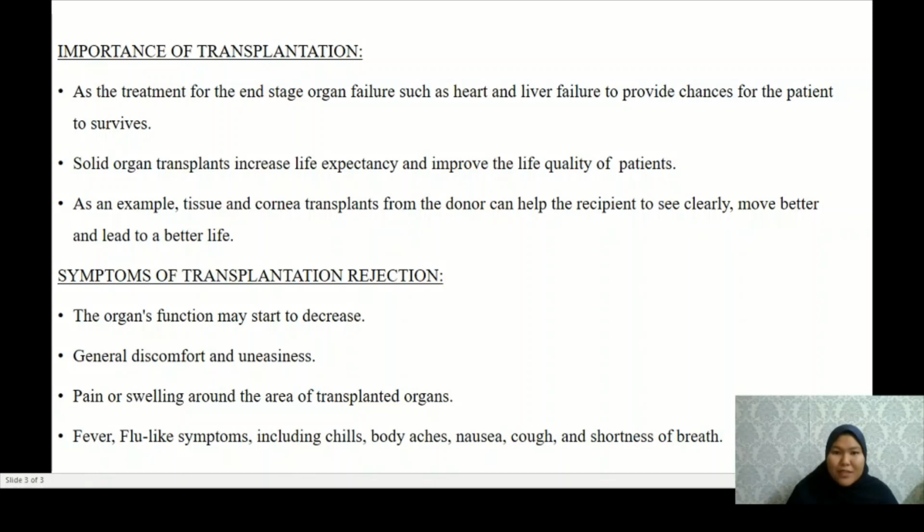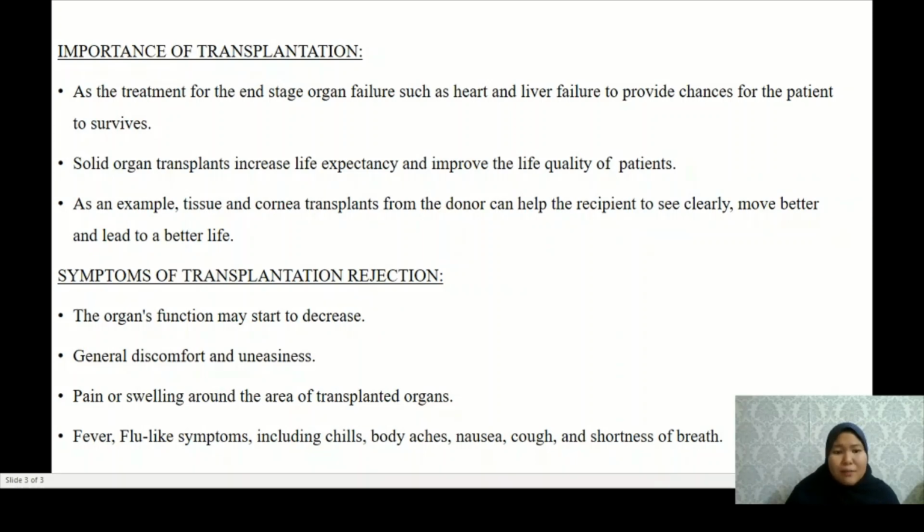Let's move to the importance of transplantation. Transplantation is very important as the treatment for end stage organ failure, such as heart and liver failure. It can provide the chance for the patient to survive. Solid organ transplant will increase the life expectancy and improve the quality of life of a patient. For example, tissue and corneal transplant from a donor can help the recipient to see clearly, move better, and lead to a better life.